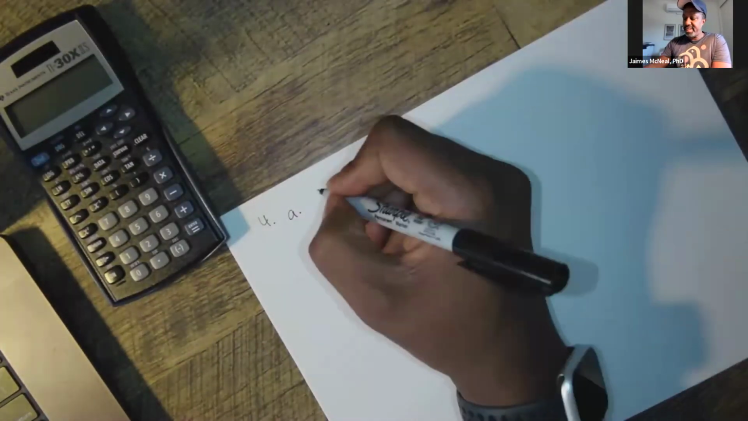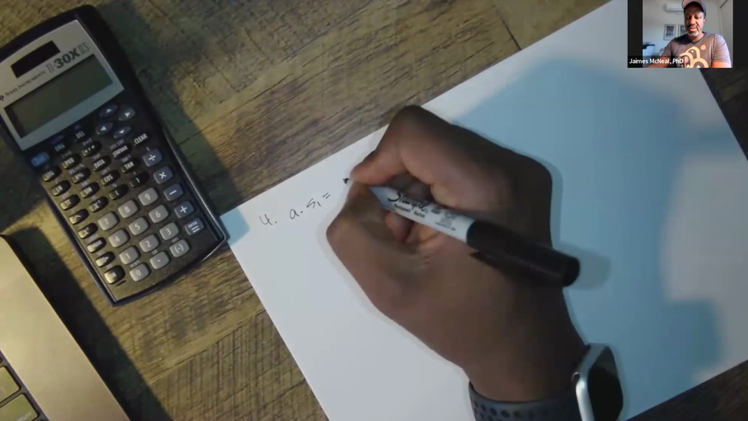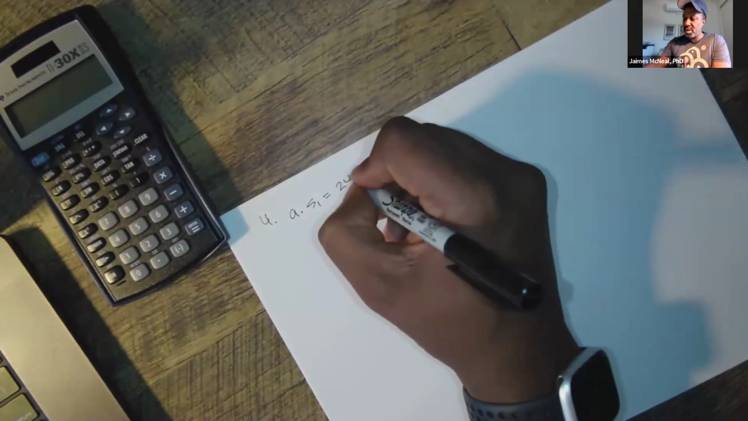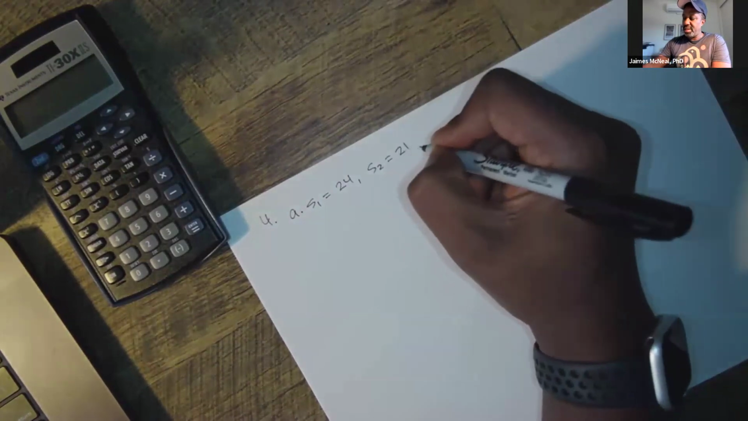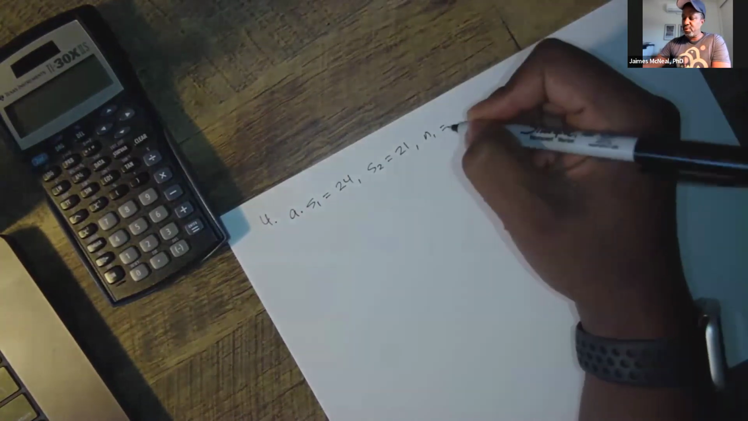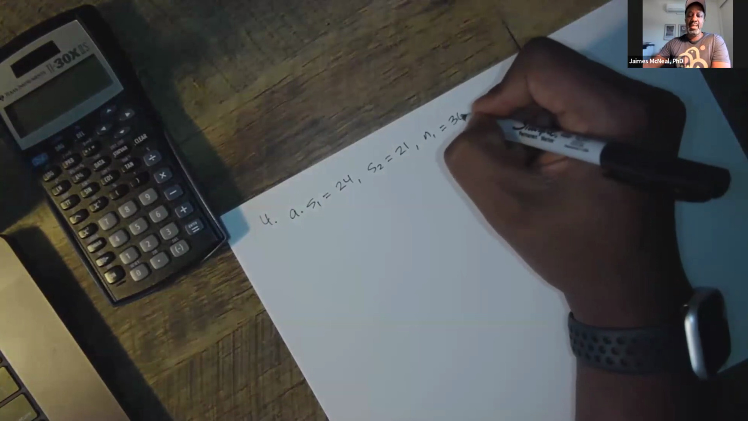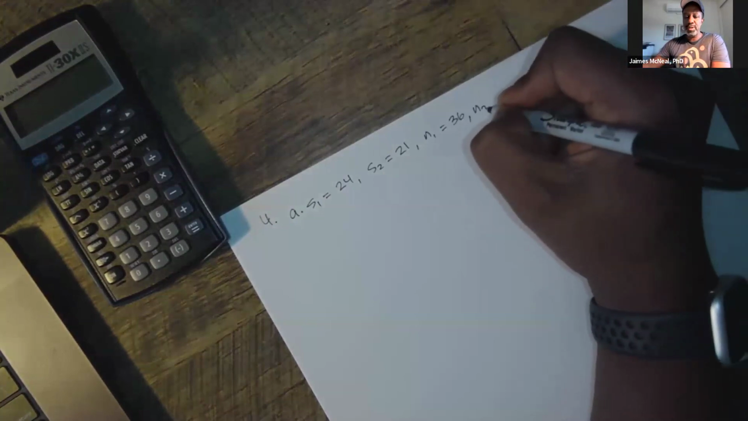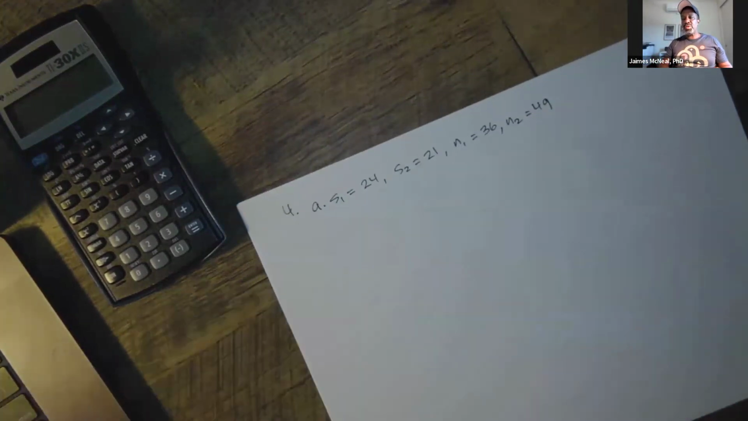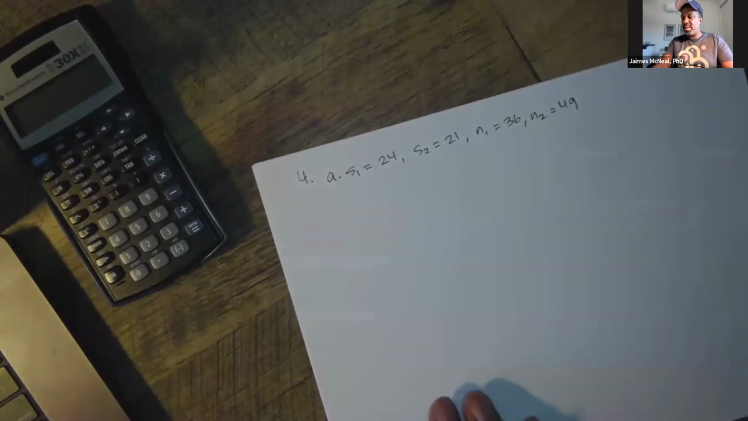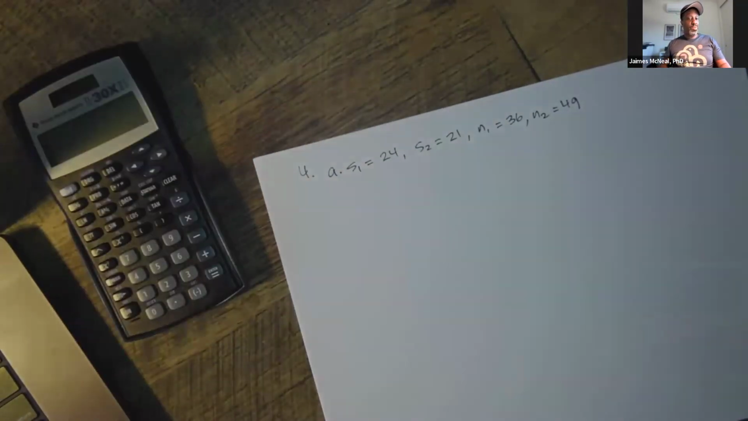In A, they gave us a standard deviation for group 1, which was 24. They gave us a standard deviation for group 2, which is 21. They told us that the n size for group 1 is 36, and the n size for group 2 is 49. All right? So what they're asking us to do is to calculate the standard error.